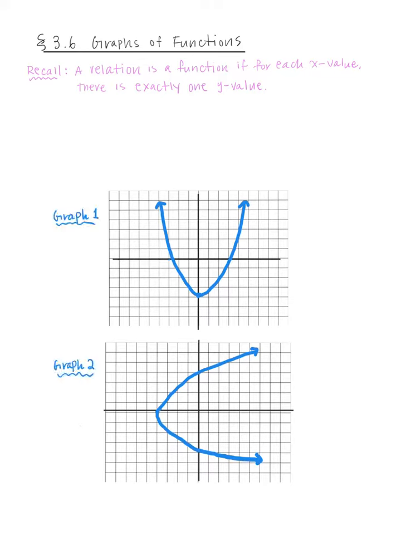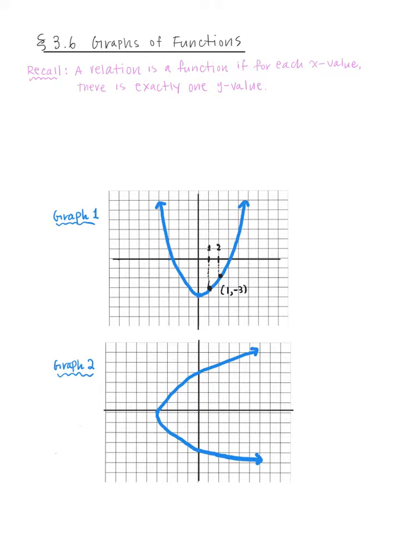Okay, so first of all, let's recall that a relation becomes a function if for each x value there is exactly one y value. So let's take a look at this. So here is our x equals 1. What is the corresponding y value? The corresponding y value looks like negative 1, 2, 3. So this is 1 comma negative 3. Okay, now let's look at when x equals 2, the corresponding y value is going to be negative 2.